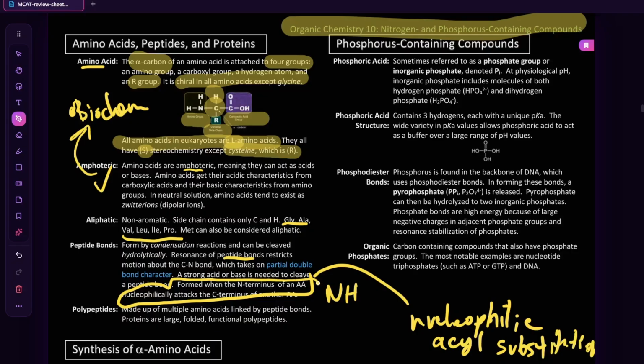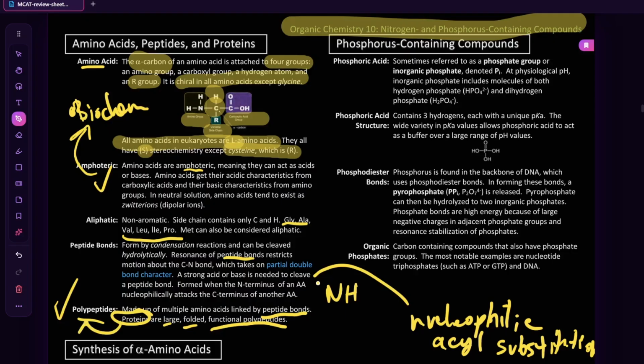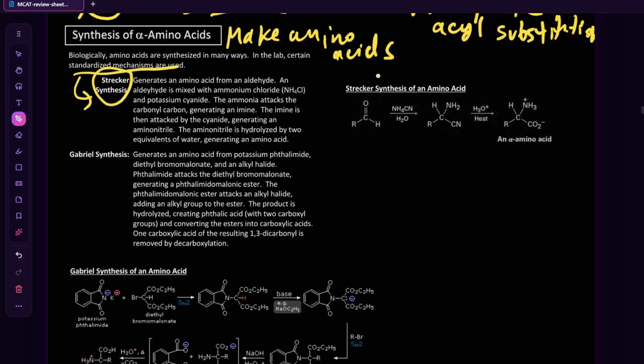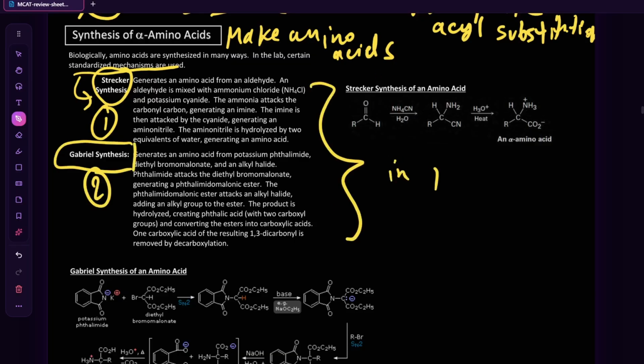And polypeptides, a review if you've already done biochem: polypeptides are made of multiple amino acids linked by peptide bonds. Proteins are large folded, functional polypeptides. So proteins are polypeptides, basically. Synthesis of amino acids is important because that's how we can make amino acids in the lab, using certain standardized mechanisms. We can use Strecker synthesis, number one, or we can use Gabriel synthesis. This is in the lab, not necessarily in your body.